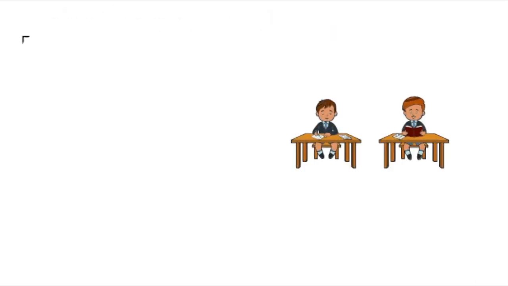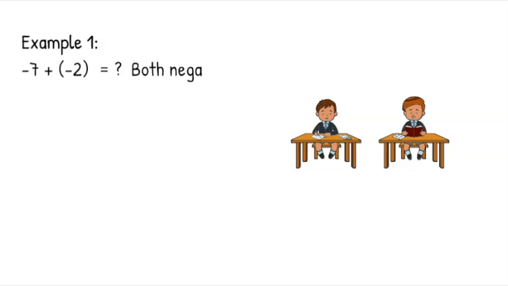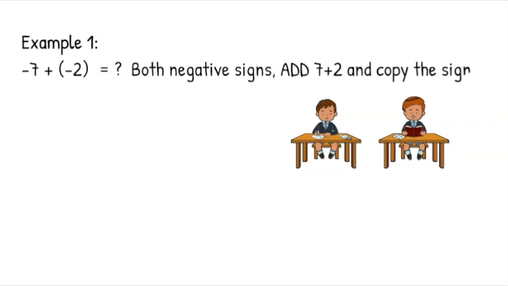Going back, let's proceed to example number 1. Negative 7 plus negative 2. In this example, both of the integers have negative signs. Therefore, we should add the number 7 plus 2, which is equal to 9. And lastly, copy the sign. In this case, it is negative. Therefore, the final answer is negative 9.